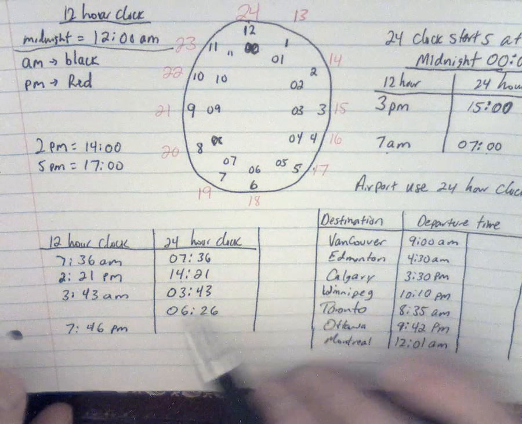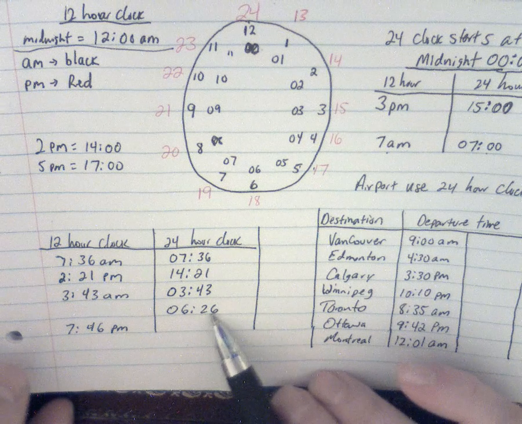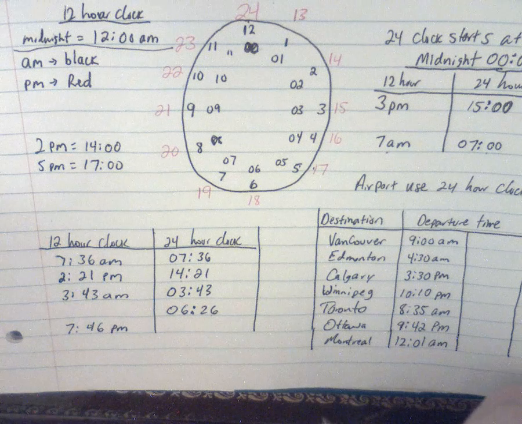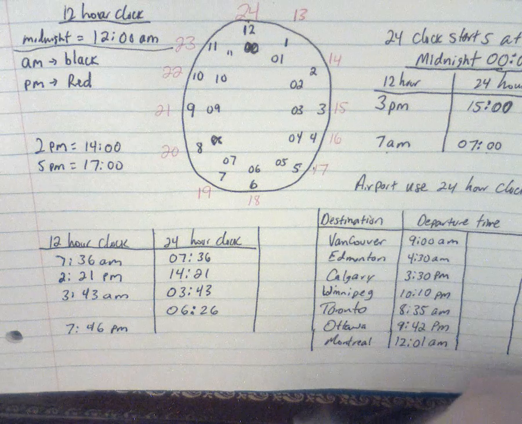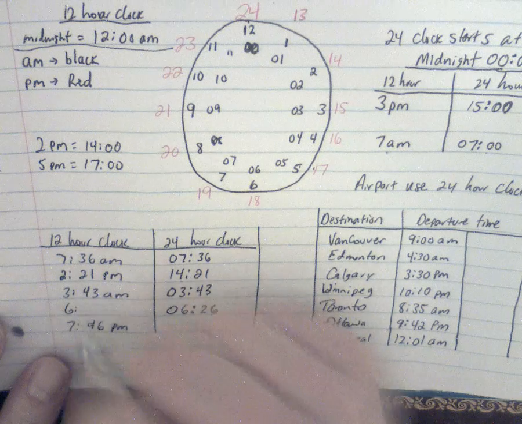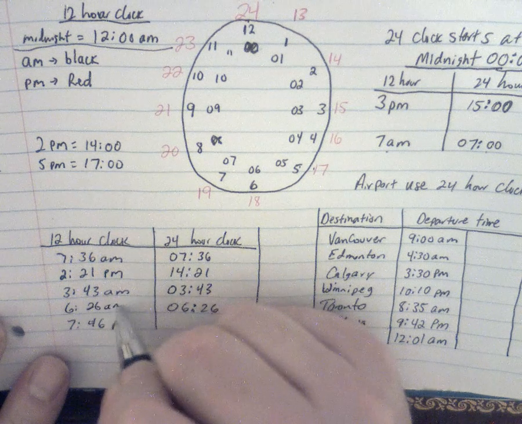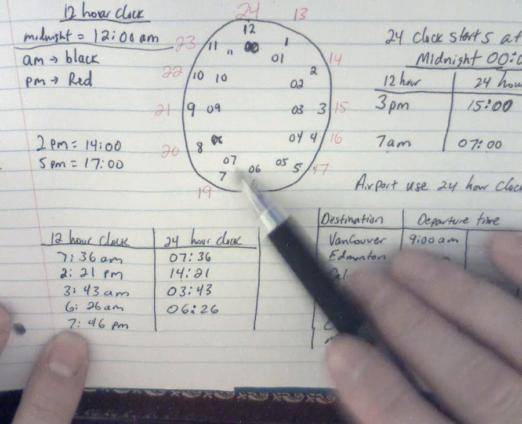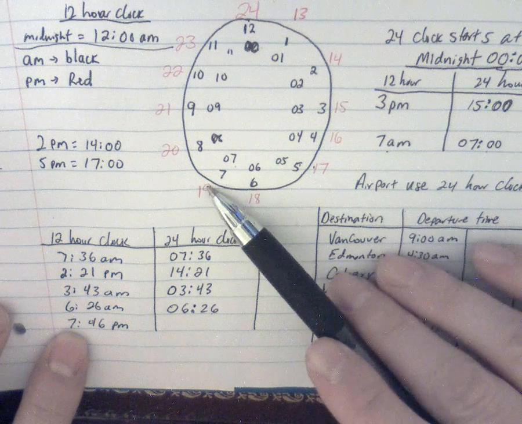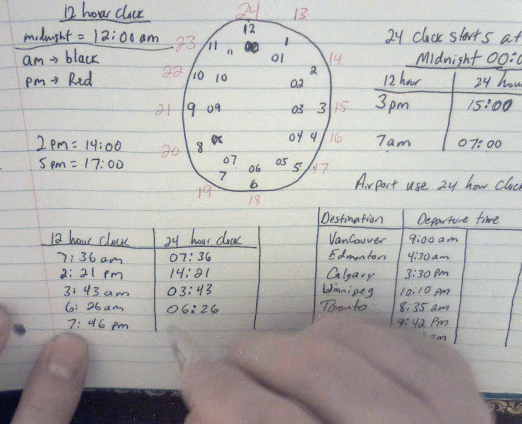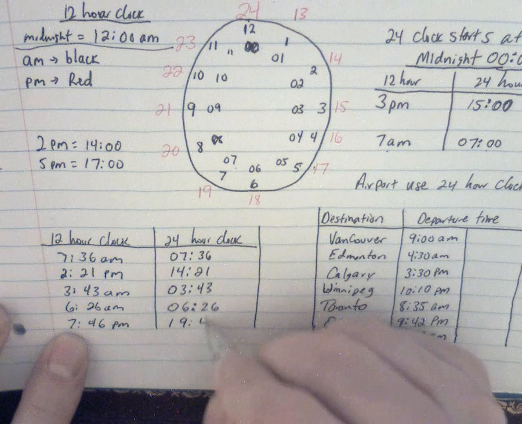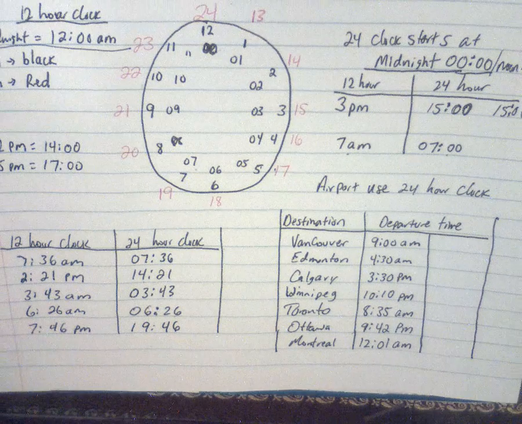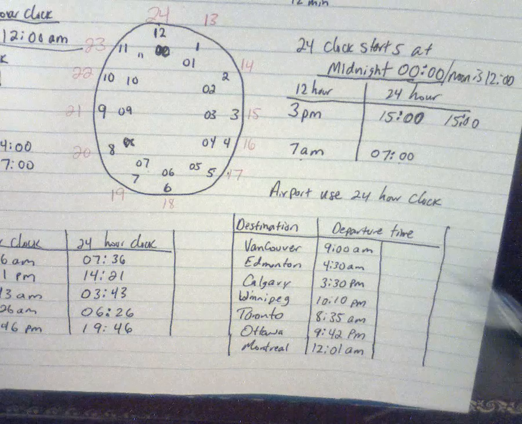Okay? Now, you have 0626. So when you have 06, what's the indicator? Less than 12 means AM. 6:26 AM. 7:46 PM. So we look at 7 plus 12 is 19. 1946.